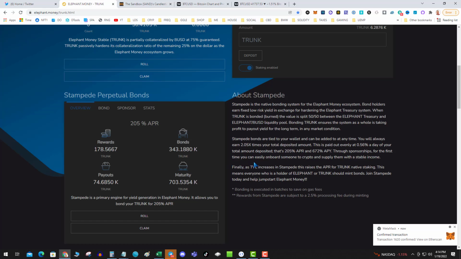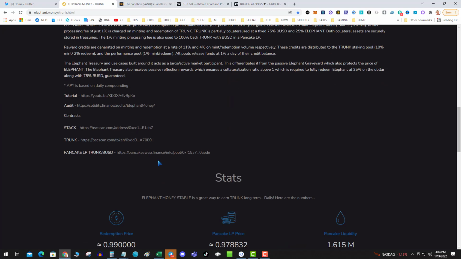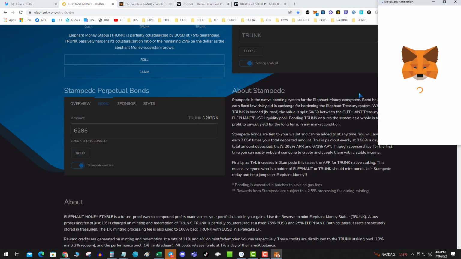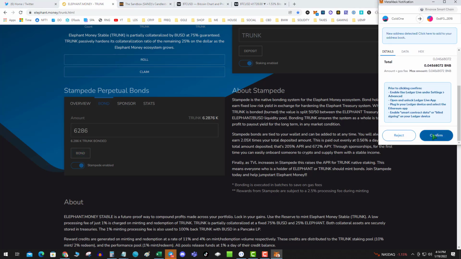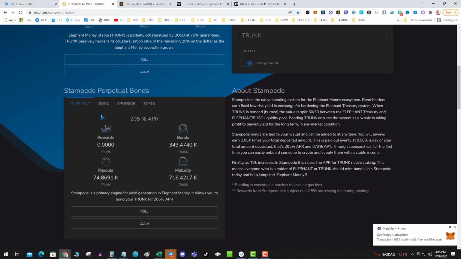So, confirm transaction. Going to go ahead and bond up 62.86. Okay. All right. And as I've talked about before, don't hyper compound your Stampede every day if you're a smaller player. Do it when it makes sense for the system to realize those gains and not get caught up with that. So sitting at 350, maturity 716. So not bad, not bad.